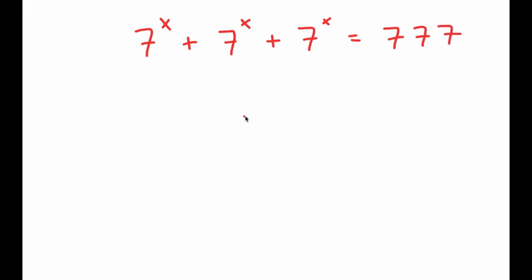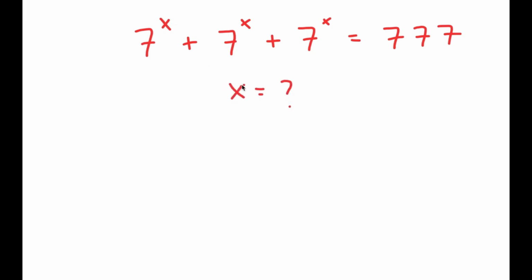All right, so for this equation, I have 7 to the power of x plus 7 to the power of x plus 7 to the power of x is equal to 777. So I want to find the value of x.